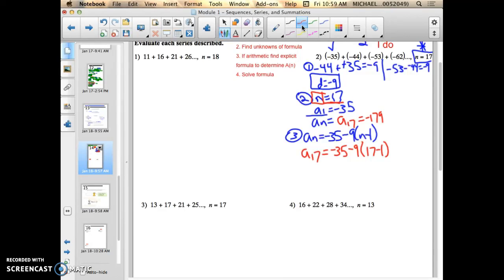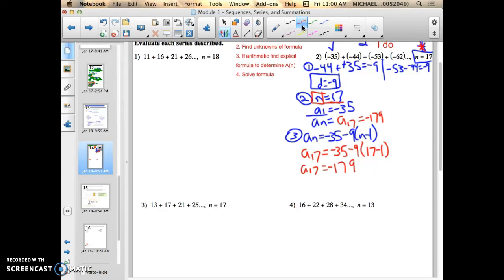So I have found my a sub n. Let me finish this off: a sub 17 equals negative 179. This might be a little harder of a concept to grasp, but a sub n just represents whatever nth term we care about. In this case, they told us we cared about the 17th term, and so my a sub n is technically a sub 17, which I found with my explicit formula equals negative 179.